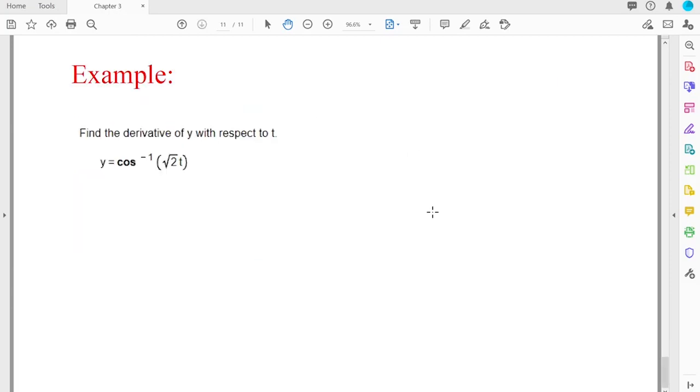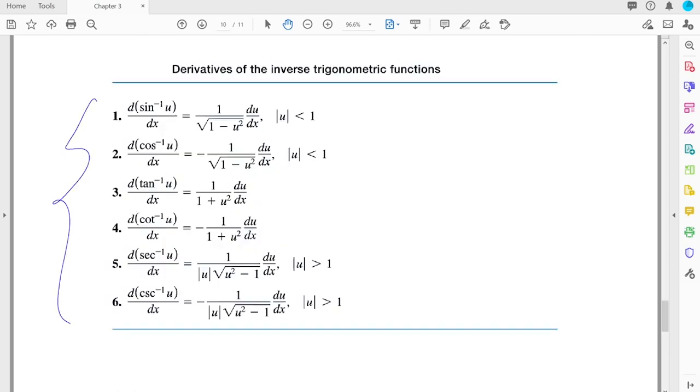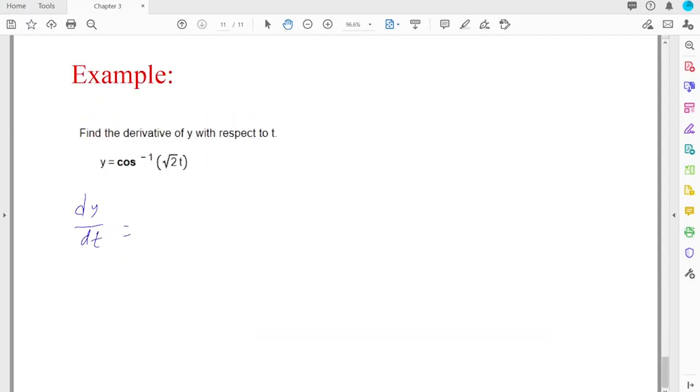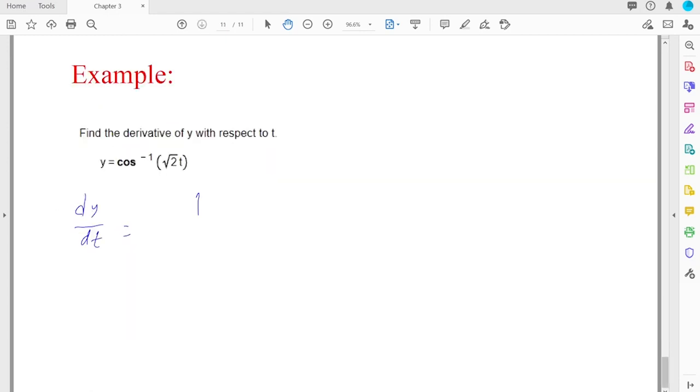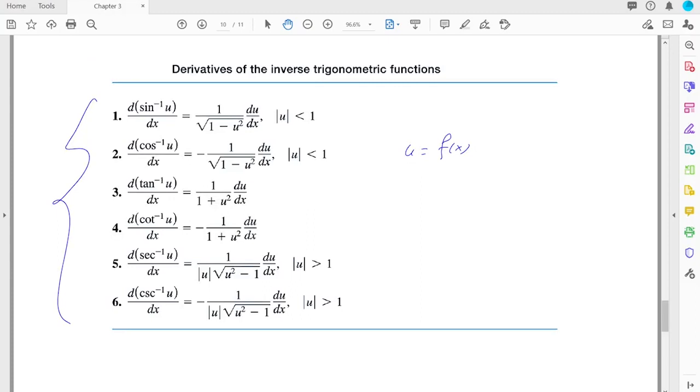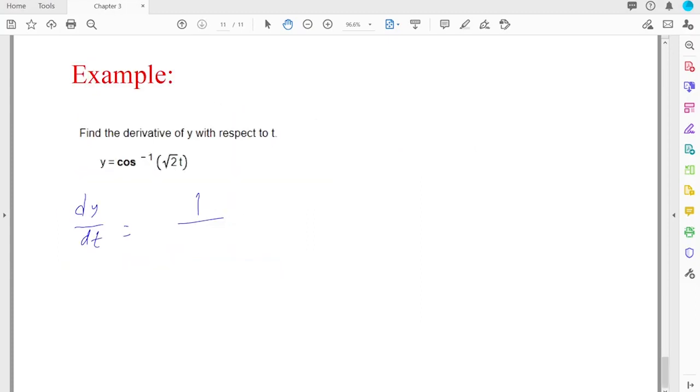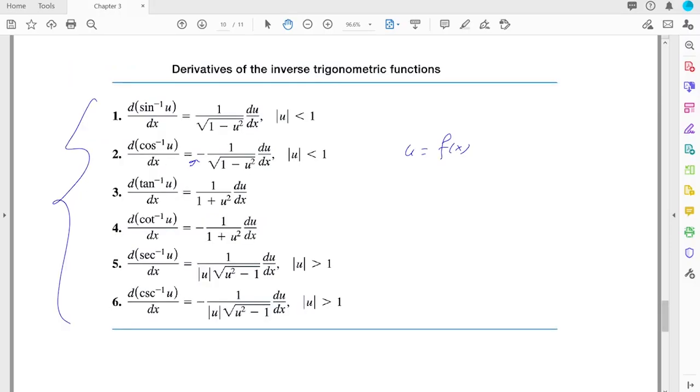Let's look at one example. We want to find the derivative of y with respect to t. According to the formula, the derivative of cosine inverse of u with respect to x, where u is a function of maybe t or a function of x, is here a function of x, but in our example it's a function of t. So that is negative 1 over square root of 1 minus u square. Don't forget about this minus.